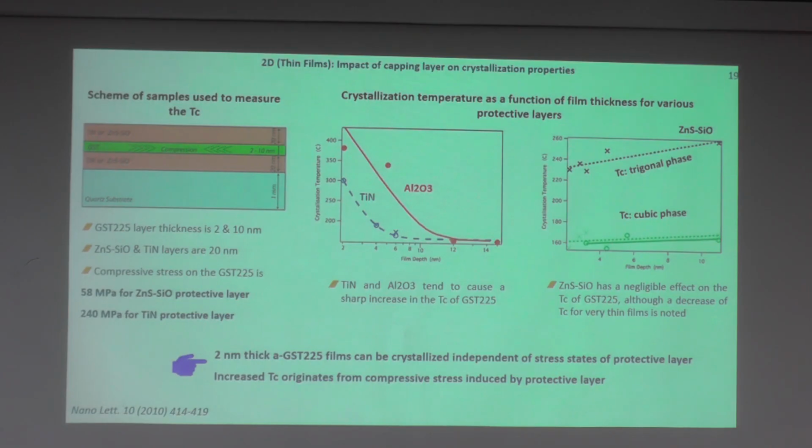They induce some stresses, compressive stresses, in the GST thin film, so they compress it, and the stresses can be really large. In this case, this is 60 MPa and this is 240 MPa. Anyway, the 2 nanometer amorphous GST films can be recrystallized independent of the stress of the protective layer.